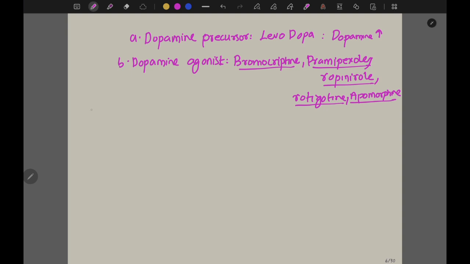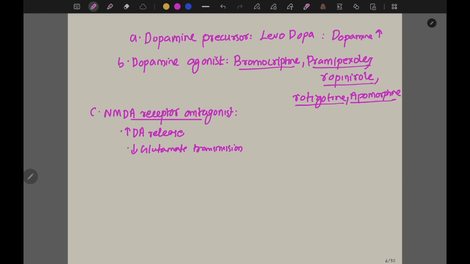Next is the NMDA receptor antagonist. These reduce the glutamate transmission, and also increase the dopamine release. Decreasing the glutamate transmission decreases the indirect pathway in the basal ganglia, and this also stimulates the cortex. So the drug is Amantadine. This is the NMDA receptor antagonist.